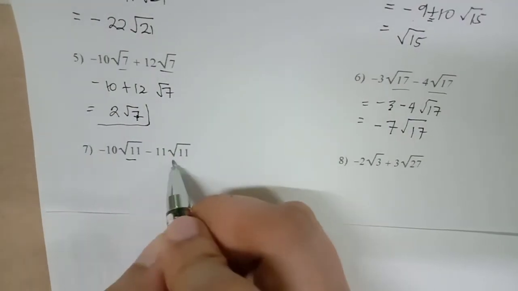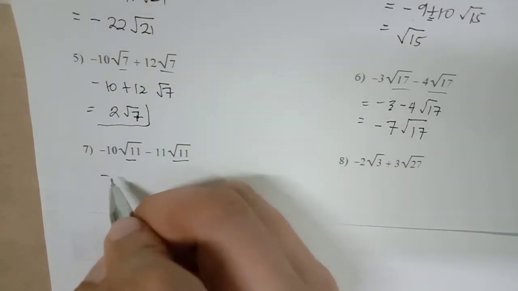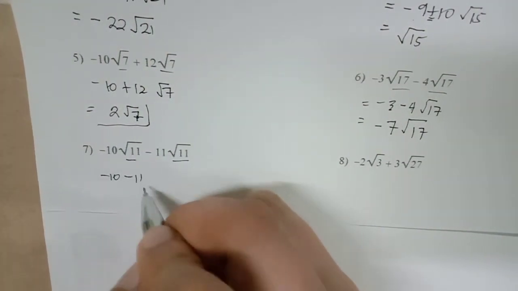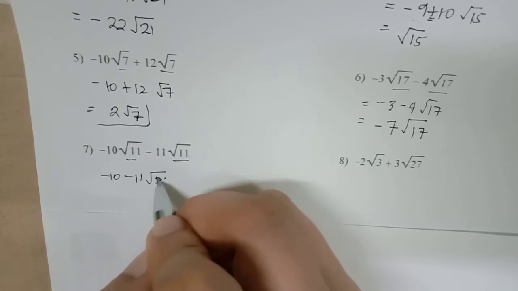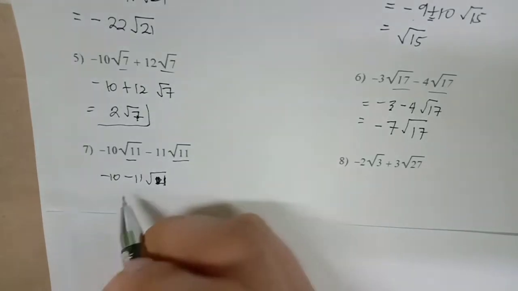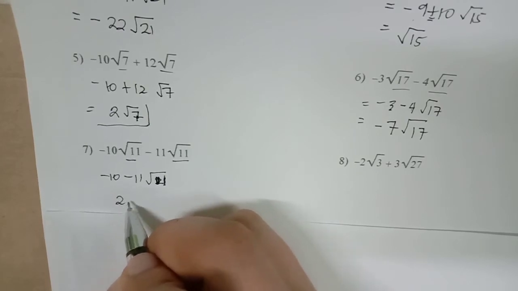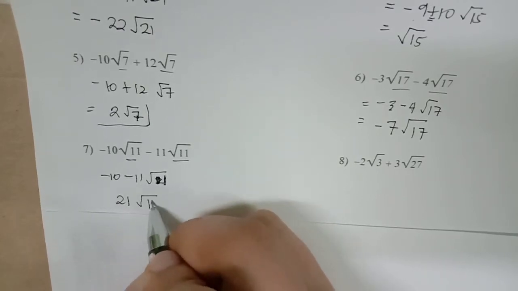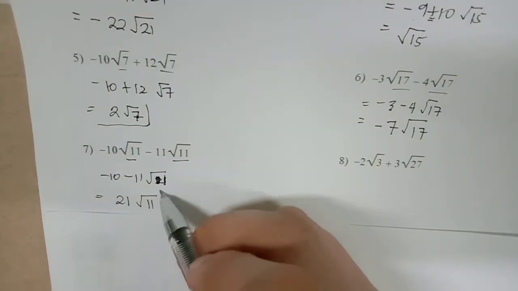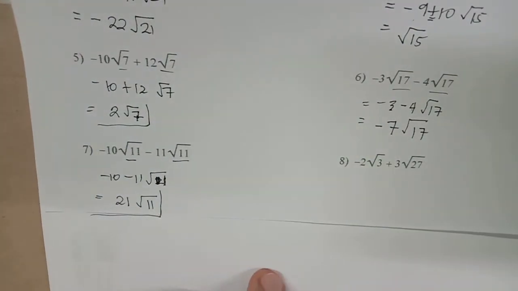So, this one, parehas pa rin naman sila ng terms. So, we have negative 10 minus 11 square root of 11 pala. Sorry. Okay, so parehas sila negative. So, add natin, 21 square root of 11. So, ito po ay magiging sagot for that equation.